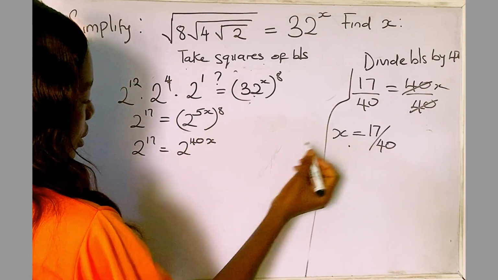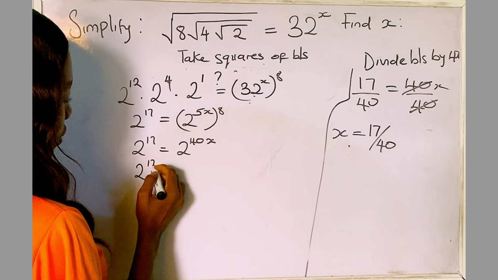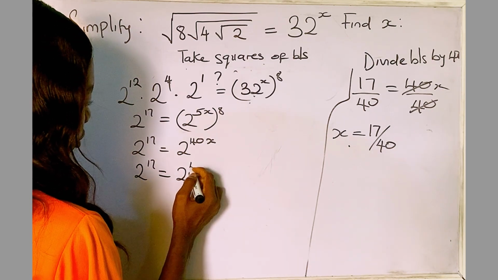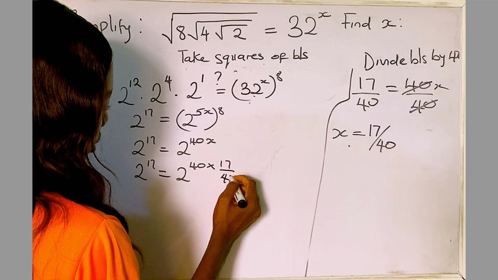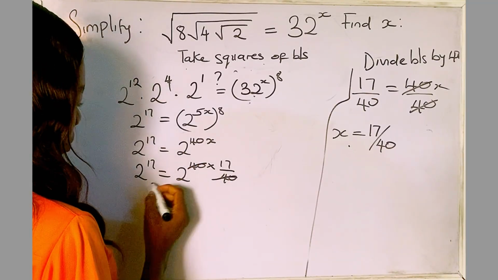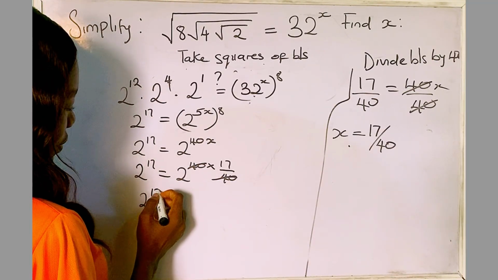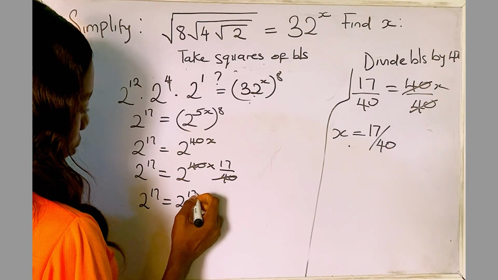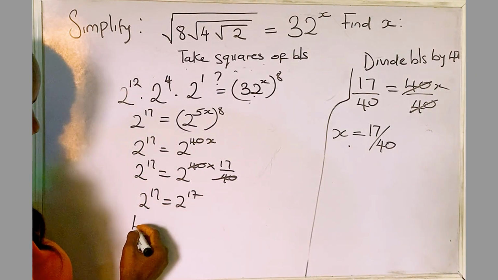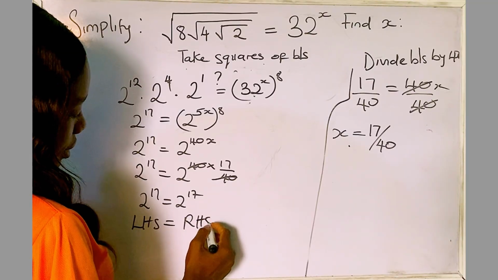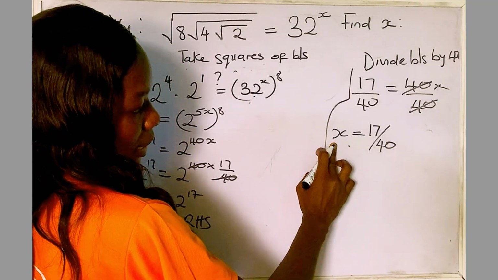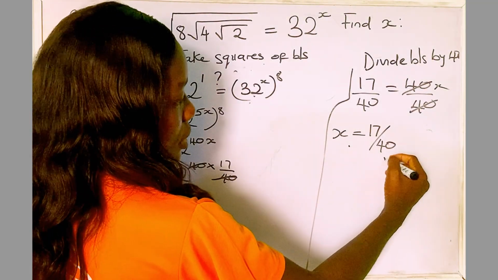So let's plug in this. So we have 2 to the power of 17 is equal to 2 to the power of 40 multiplied by 17 over 40. 40 cancels 40. We now have 2 to the power of 17 is equal to 2 to the power of 17. So the left hand side is the same thing as the right hand side. That means our value for x, which is 17 over 40, is correct.